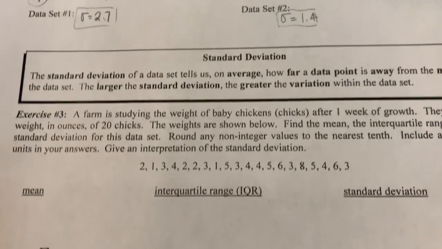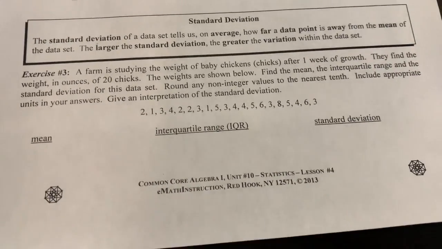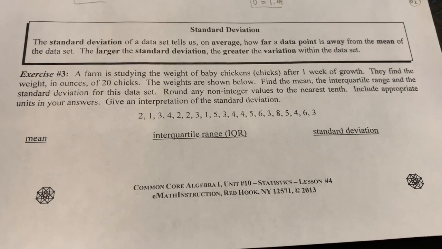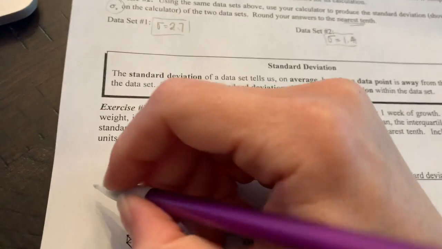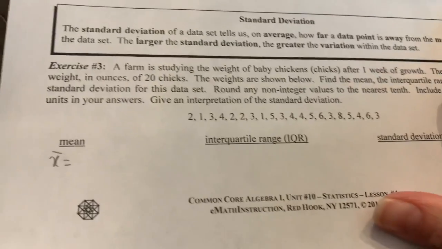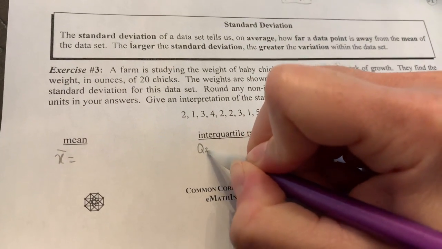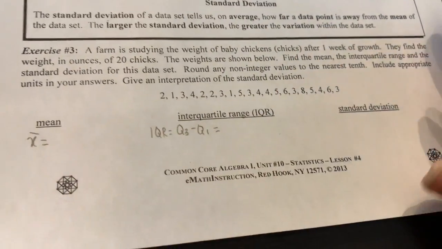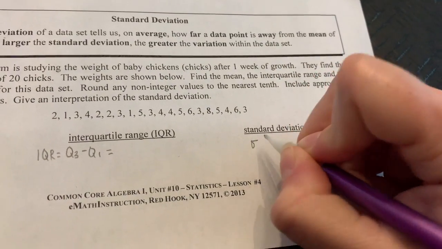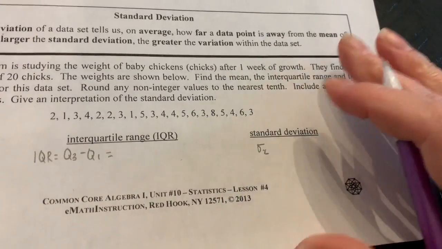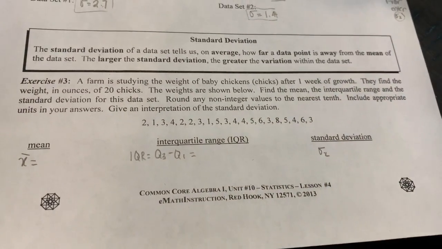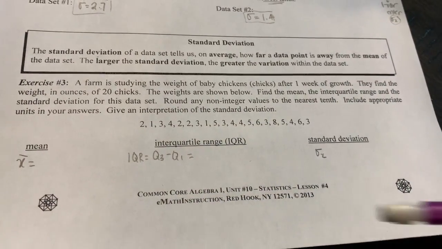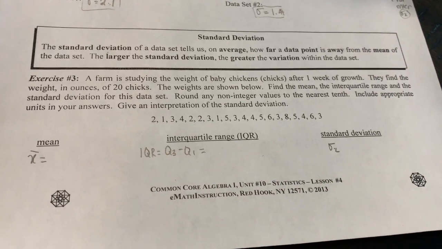So, let's see, what else did I want to do? Let's do number 3, okay? So we're going to find, using our calculators, the mean, which remember is x bar, the interquartile range, which is Q3 minus Q1, okay, and then the standard deviation, okay, which looks like this, okay? So you guys can pause and enter these into your calculator, find these values, and then unpause and check.